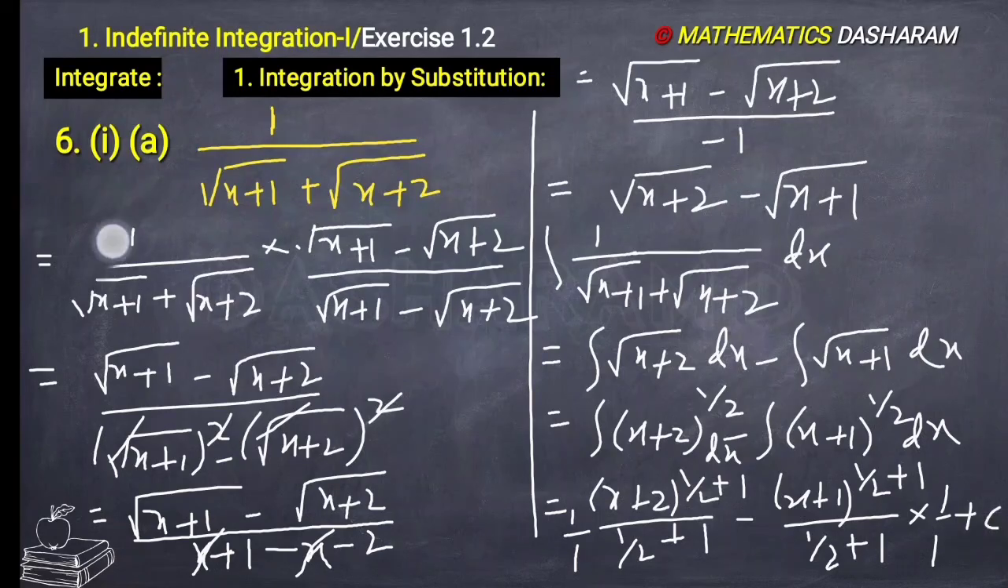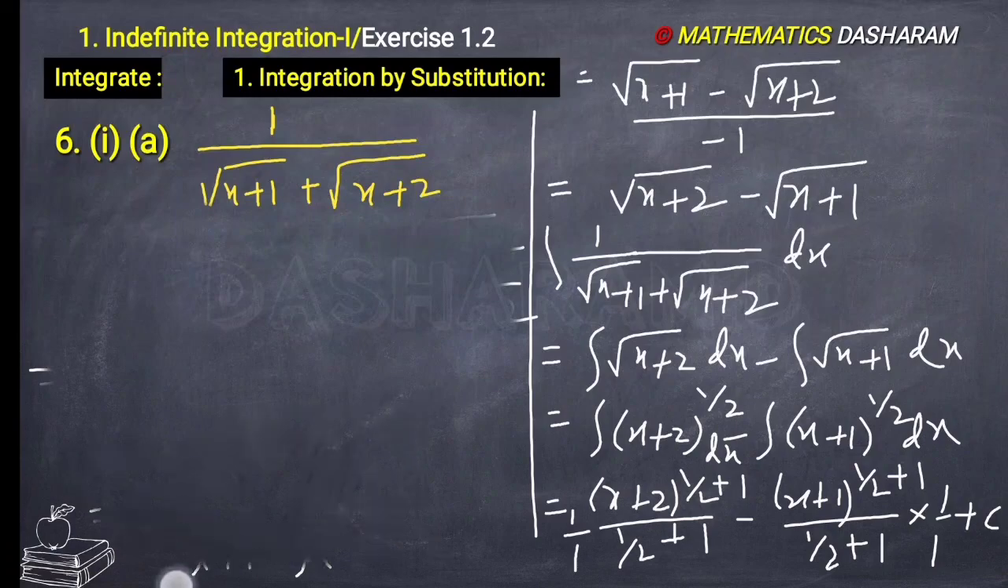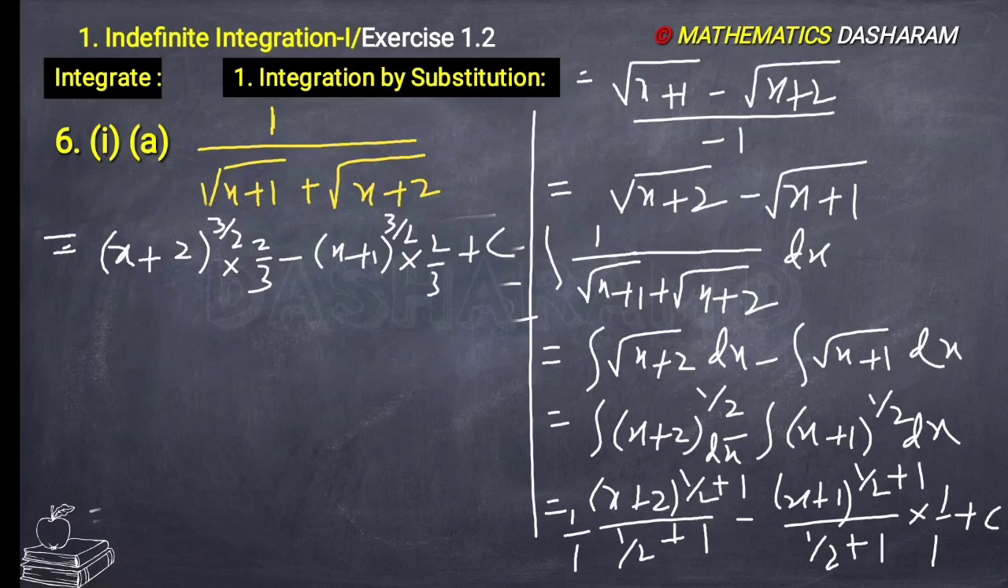So now it is equal to x plus 2 whole power 1 by 2 plus 1, which is 3 by 2, into, here the denominator becomes 3 by 2 now, so 2 by 3, minus x plus 1 whole power 3 by 2 into 2 by 3, plus c.